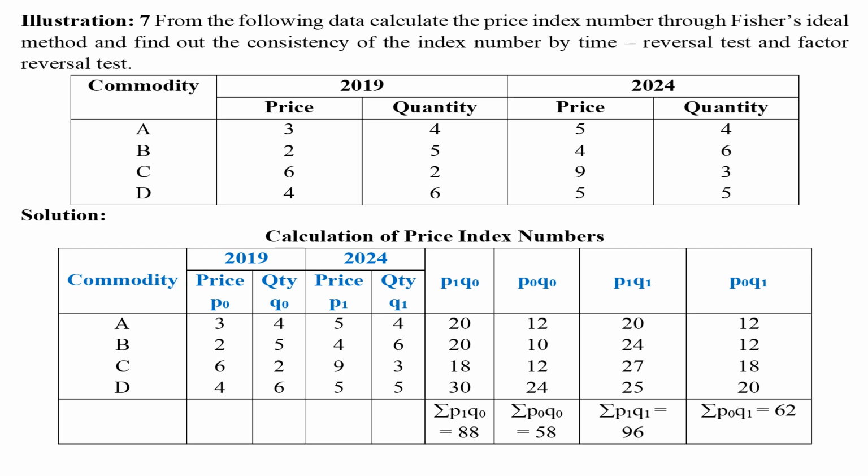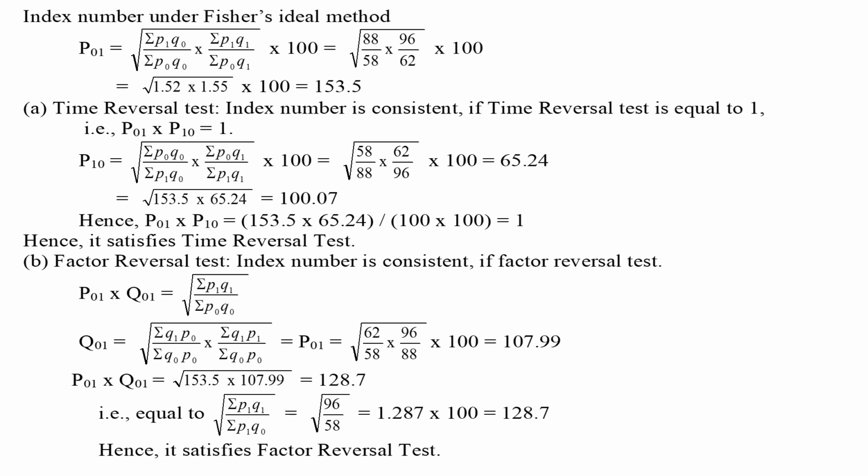Then sums of the last 4 columns should be calculated. These values should be applied in respective formulas to know a) index number under Marshall-Edgeworth method, and b) index number under Kelly's method. Then sums of the last 4 columns should be calculated. These values should be applied in respective formulas to know index number under Fisher's ideal method, that is 153.5.